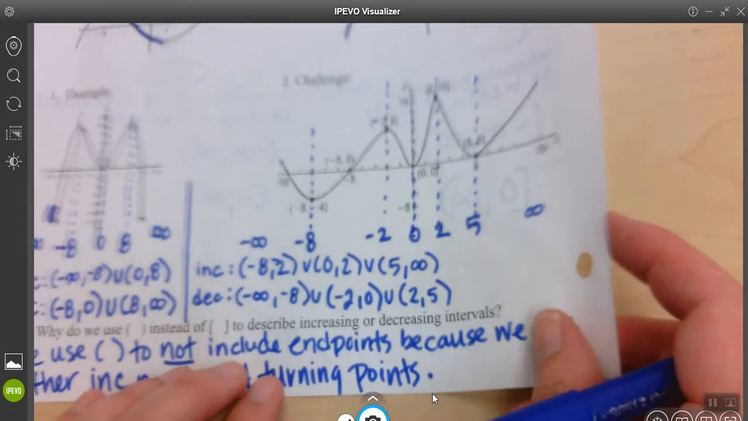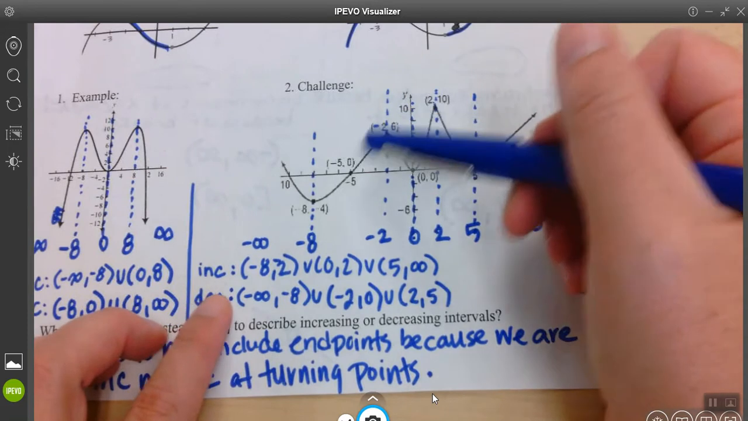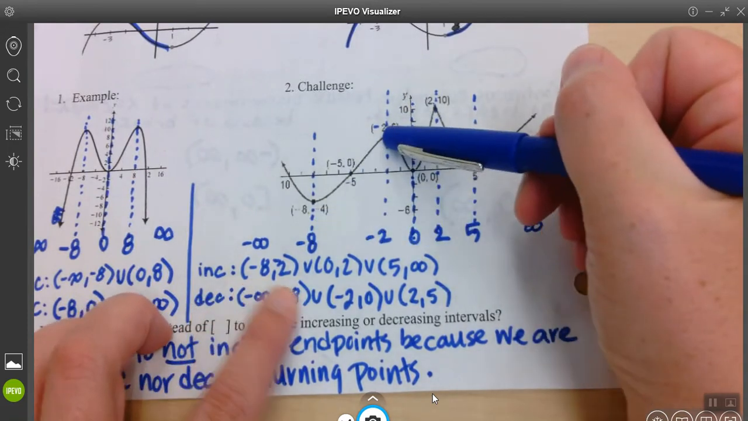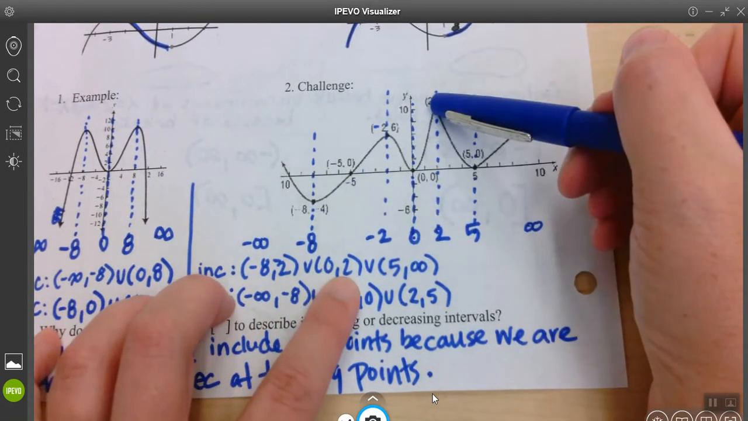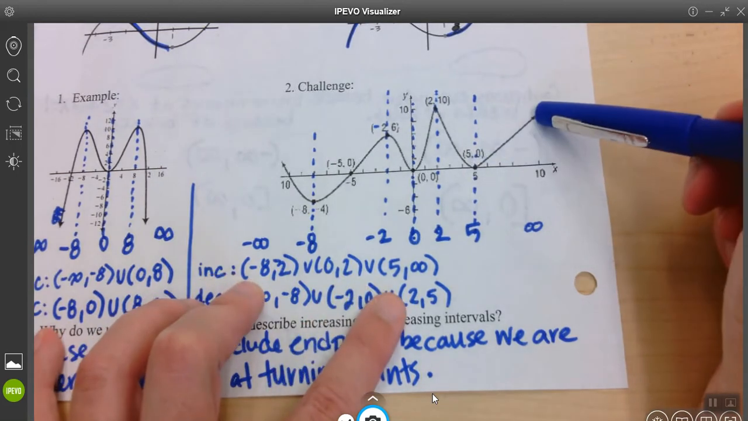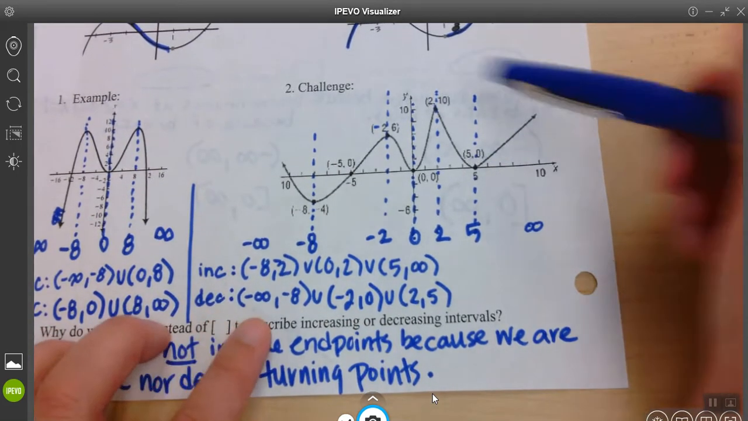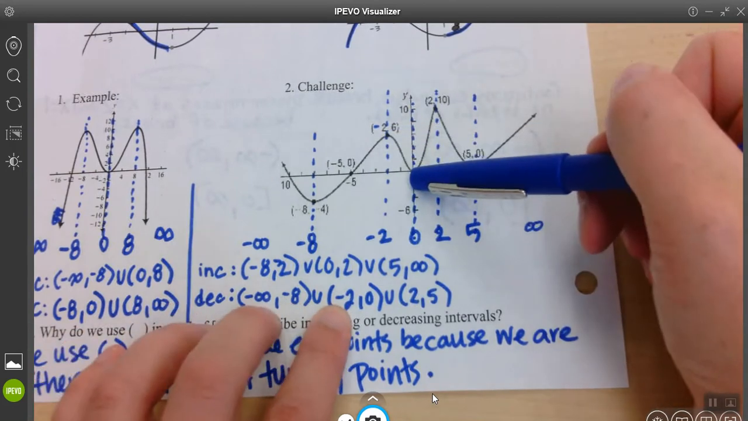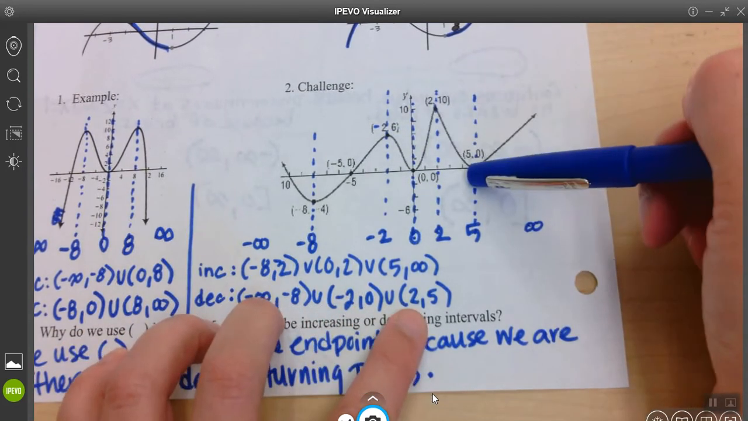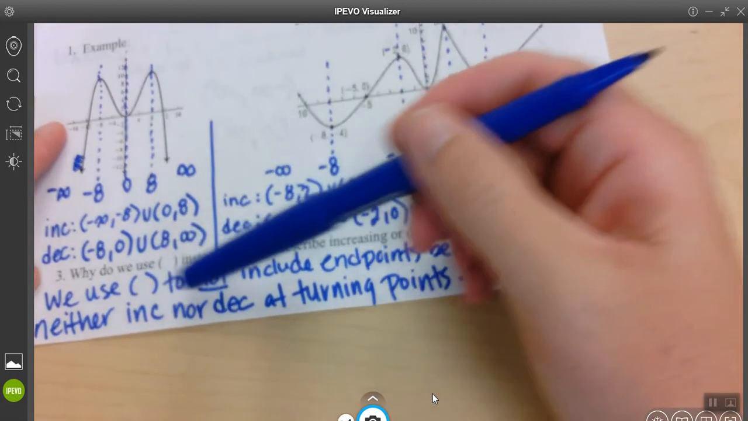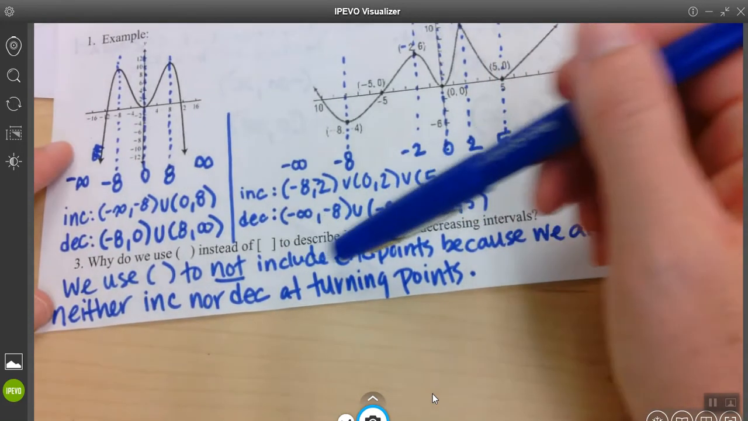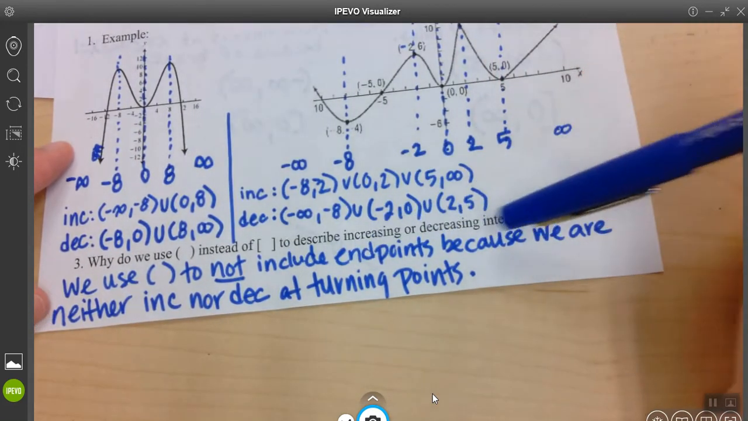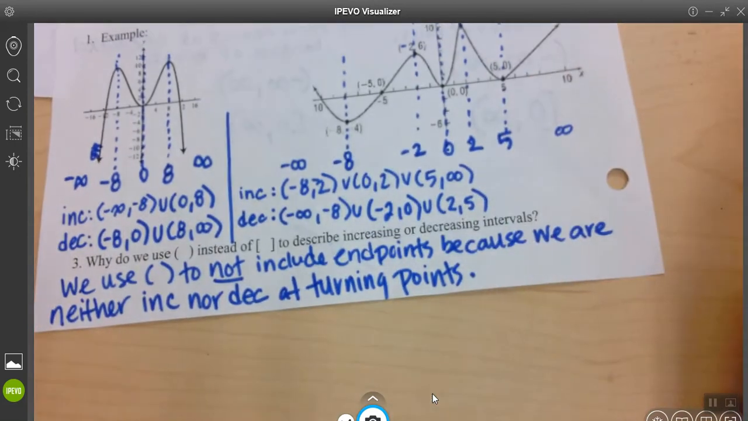All right, so you should have answers like these. Your increasing intervals are -8 to 2, 0 to 2, and 5 to infinity. Your decreasing intervals are -infinity to -8, -2 to 0, and 2 to 5. And remember that we always use the parentheses because we're not including the endpoints, because they neither increase nor decrease at their turning points.